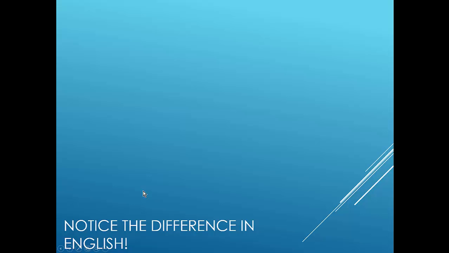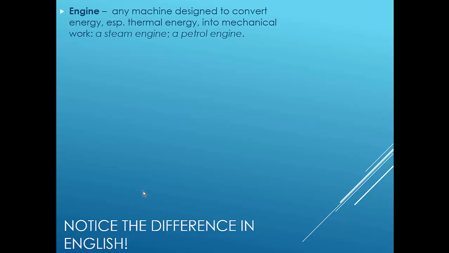Now I want you to notice the difference here in English. An engine, as we've just seen, is any machine designed to convert energy. So we're taking the energy of gas or fire or coal or gunpowder and making that into mechanical work, getting something done with that energy that's in the coal or the gas or the gunpowder, making something happen.